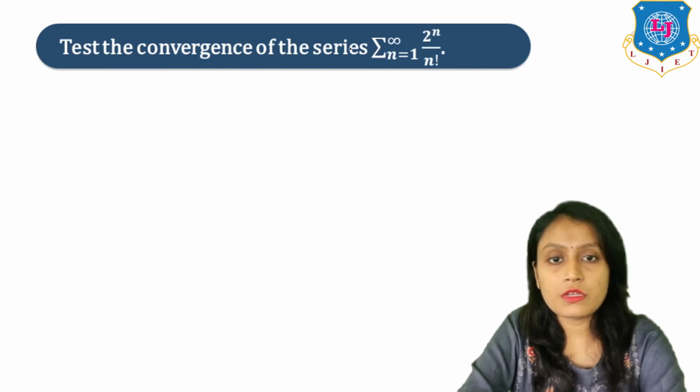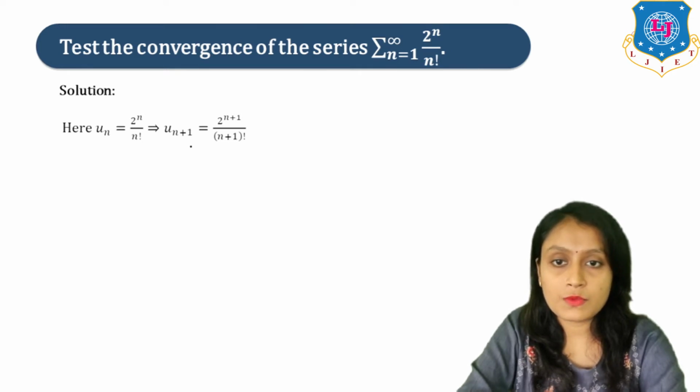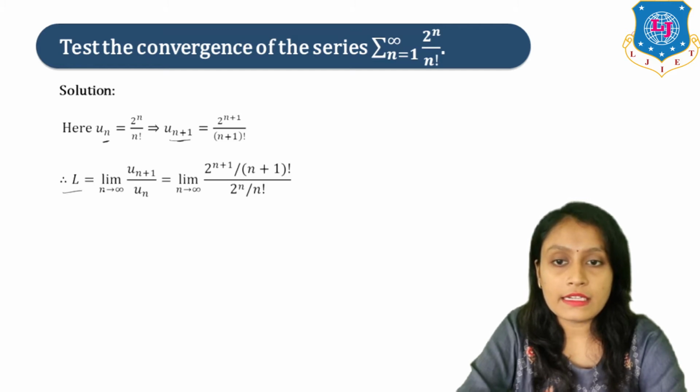Test the convergence of the series 2 raised to n upon n factorial. Okay, so here un is given, that is 2 raised to n upon n factorial. Firstly we will find un plus 1. For that, in place of n we have to write n plus 1. So you will get 2 raised to n plus 1 upon n plus 1 factorial. Now we will find L, that is limit n tends to infinity, un plus 1 upon un. Substitute un plus 1 and un.